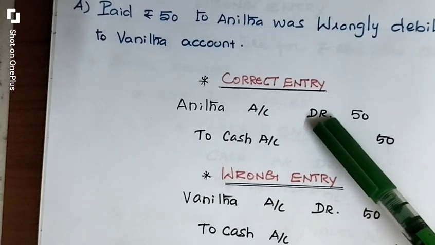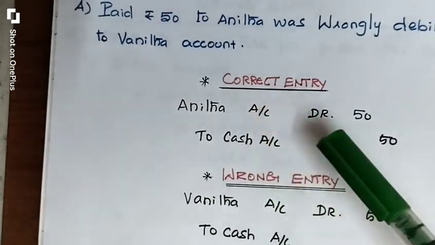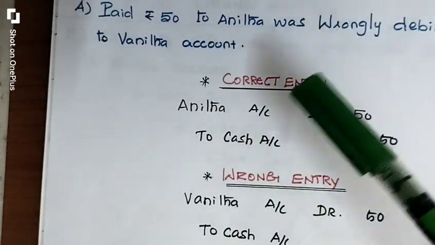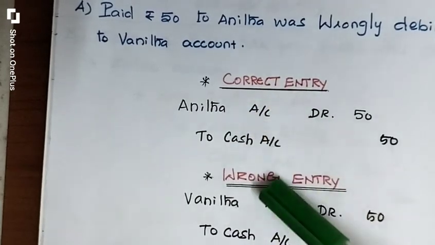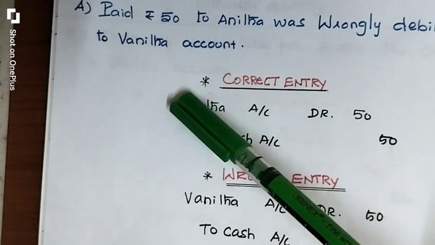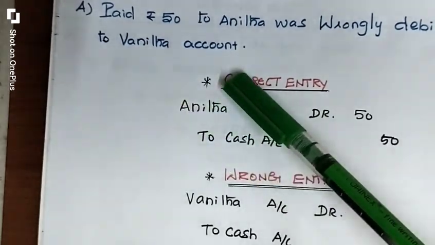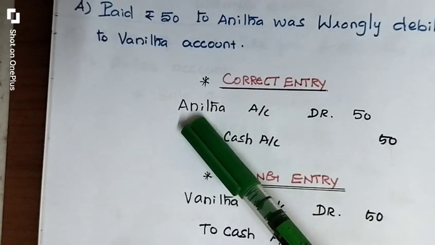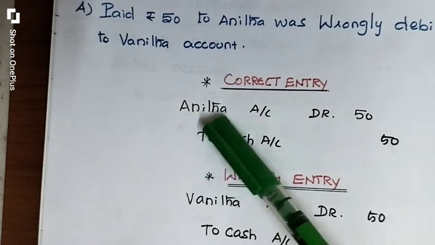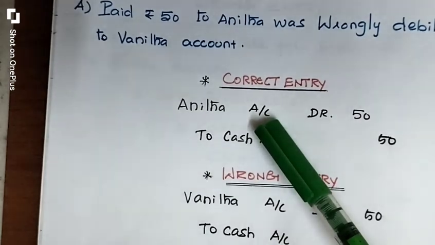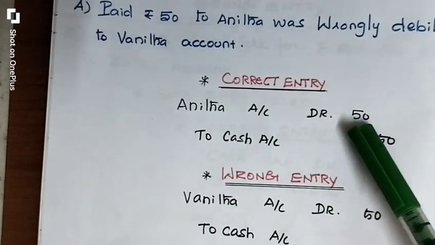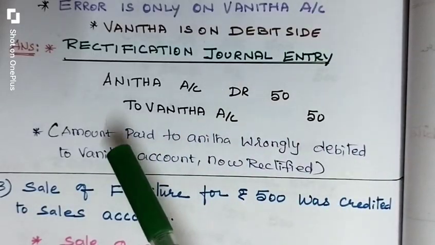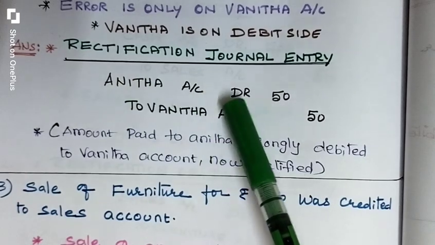We have the error on the debit side. From the debit side we have two accounts, and of these two, Anita account is the correct account. So we need to enter the correct account on the correct side in the rectification journal entry. We write Anita account debit 50 rupees.